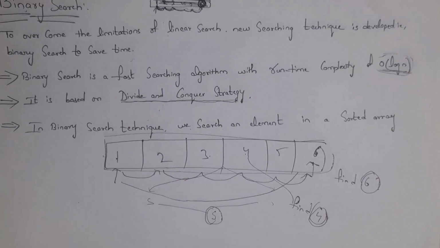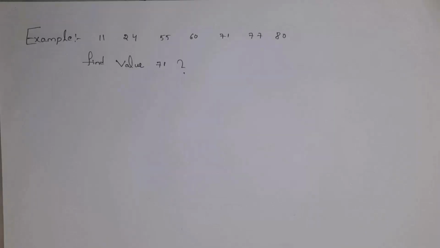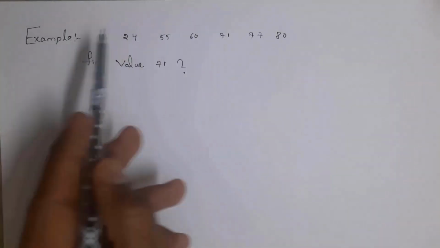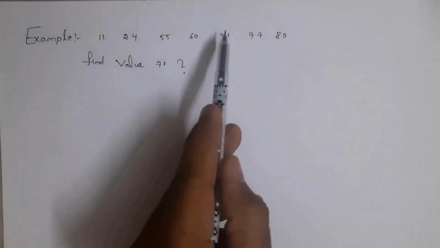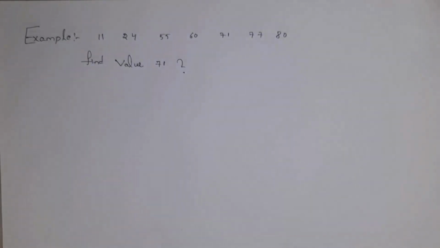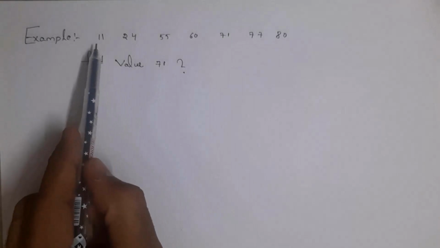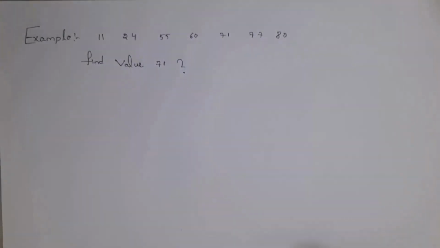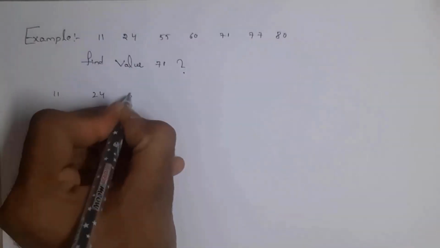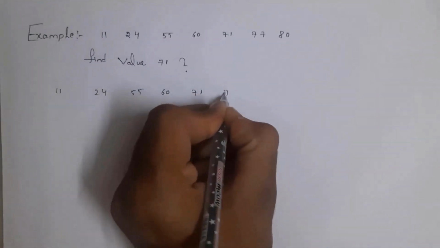I will give one example of how to find an element using binary search so that you can clearly understand. This is an example of binary search. In this they gave a list of a sorted array. Here they gave a total of 7 elements. In this we need to find element 71, and binary search is applicable only for a sorted array. In order to perform binary search, elements should be arranged from small to big. So here the elements are from small to big, so we can perform binary search. At first you need to write the elements 11, 24, 55, 60, 71, 77 and 80.